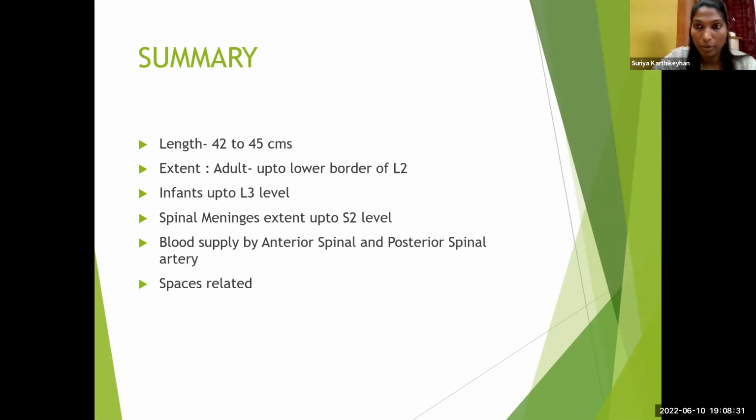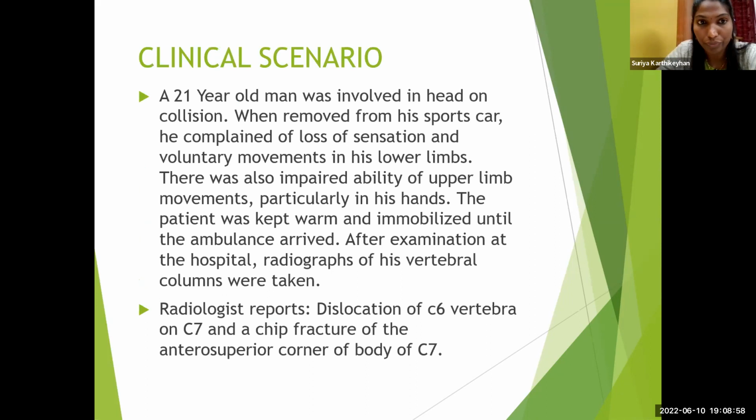The spaces related are the epidural space, subdural space, and subarachnoid space. The epidural space is mainly for epidural anesthesia. The importance of the subarachnoid space is that we have the CSF there, so with a lumbar puncture we can take the CSF for analysis, for both therapeutic and diagnostic procedures, to rule out meningitis and so on. And the subdural space is just a potential space, it acts as a lubricant. Okay, thank you. And then this is a clinical scenario for the next class.